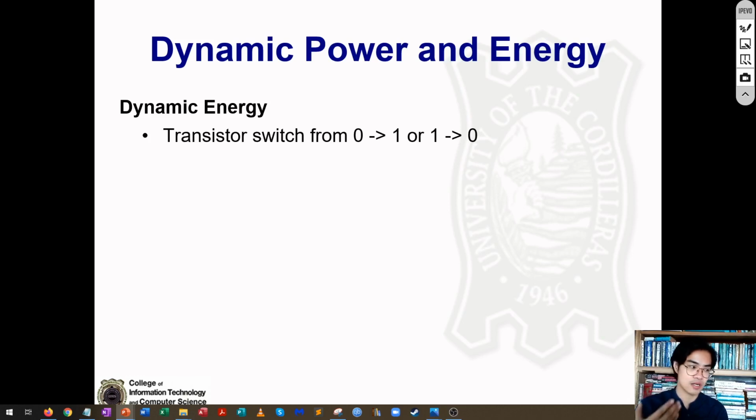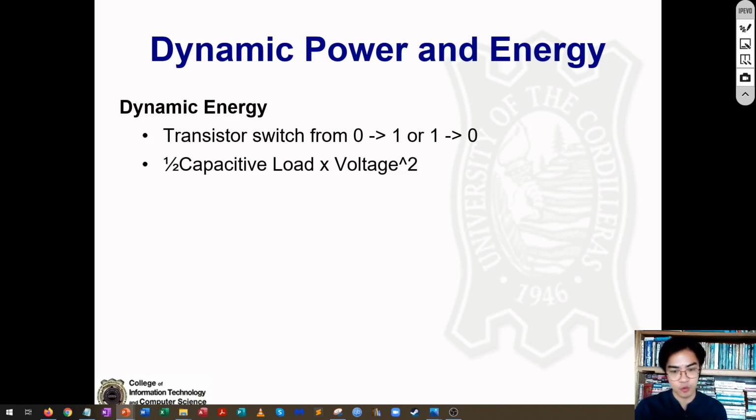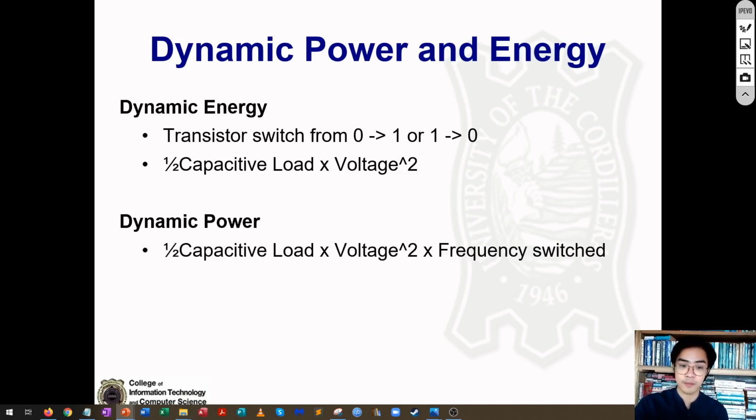Dynamic energy is just the energy required to switch your transistors from 0 to 1 or 1 to 0. So the way we compute this is through this formula. You have 1/2 multiplied by the capacitive load multiplied by the voltage squared. Okay, so that's just the energy required, dynamic energy. Now, if you want to measure the energy over time of your system, then you have to measure the dynamic power. Dynamic power is computed as 1/2 capacitive load times voltage squared. So here, this is just the energy.